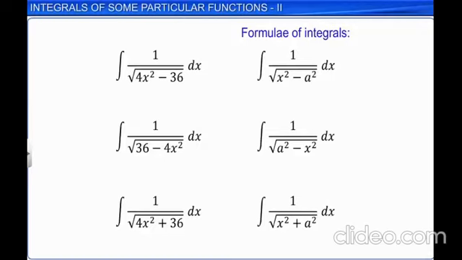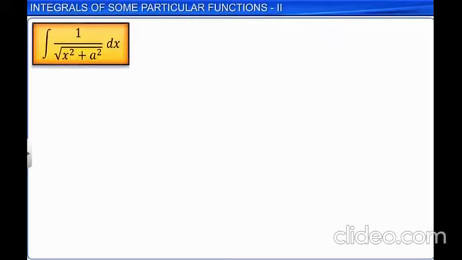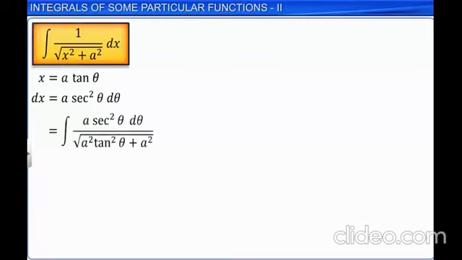Further, we will discuss some integrals in which the integrand can be expressed as 1 upon square root of x square plus a square. To find such integrals, we substitute x is equal to a tan theta. This implies that dx is equal to a into secant square theta d theta. Substituting the values of x and dx in the integral, we get the expression as shown.